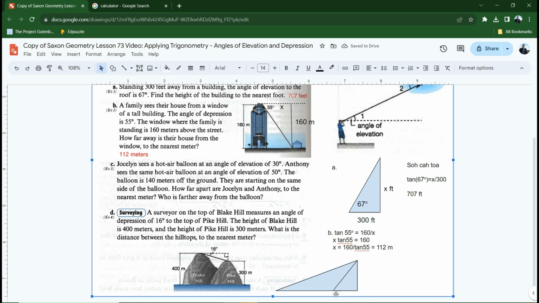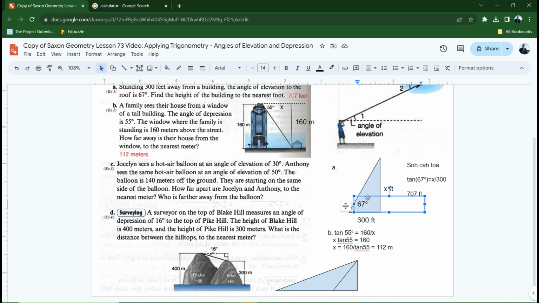Okay, so this would be like Jocelyn's position, I believe. Wait, no, this will be Jocelyn, way far away at 30 degrees. And then Anthony's closer. He's seeing it at like 50 degrees. Okay, so let's put our known values on here. We're going to put for Jocelyn, this is 30 degrees.